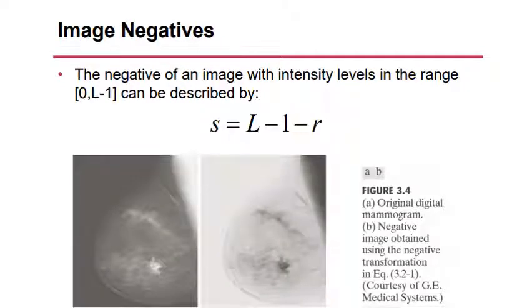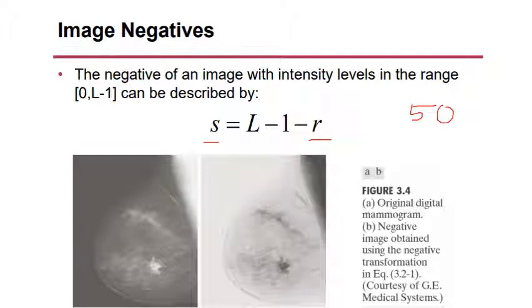Starting with the first one, that is the image negative. I already told you what the image negative is. If R is the input, how do we define the output? Let L be 256, so 256 levels are there, meaning from 0 to 255. If the R value is 50, what will happen? L is 256, so L minus 1 is 255. 255 minus 50 is 205. So the output value S is 205.